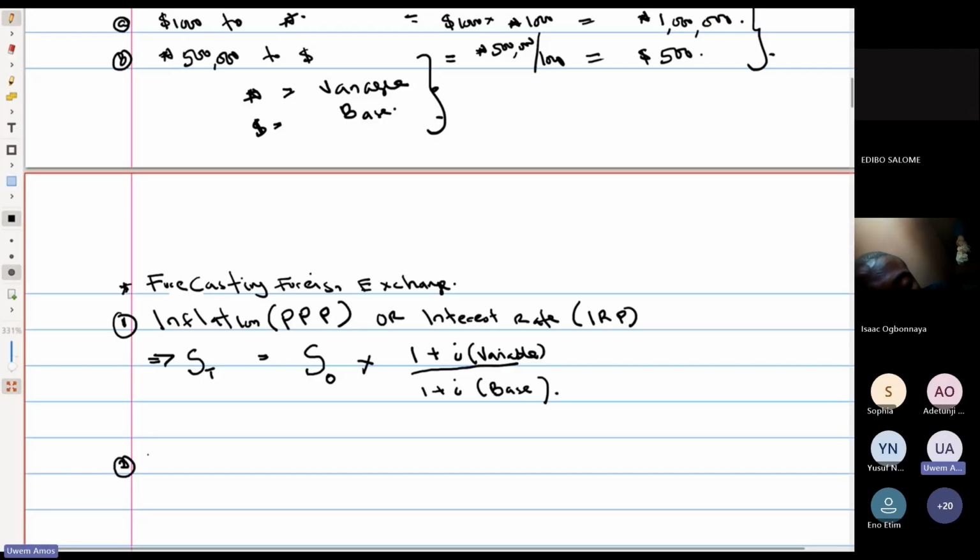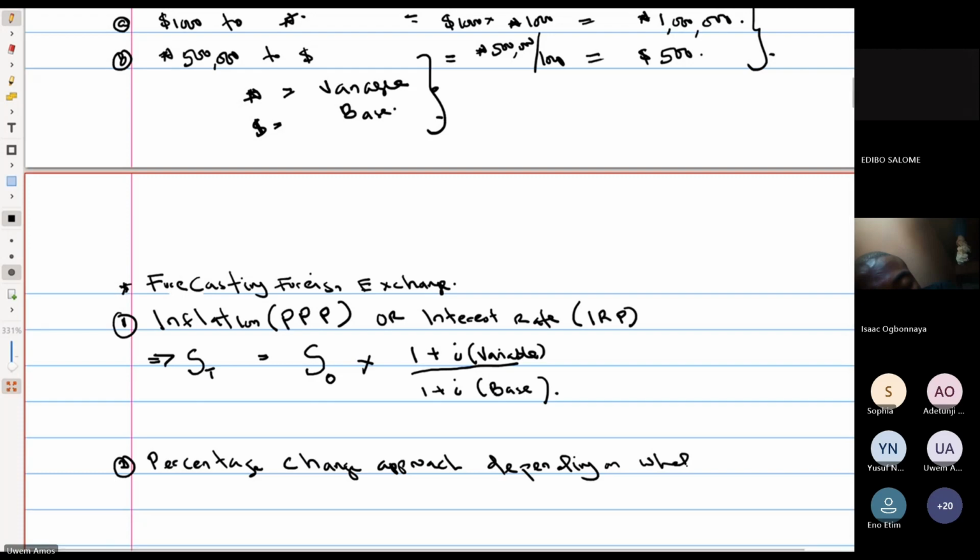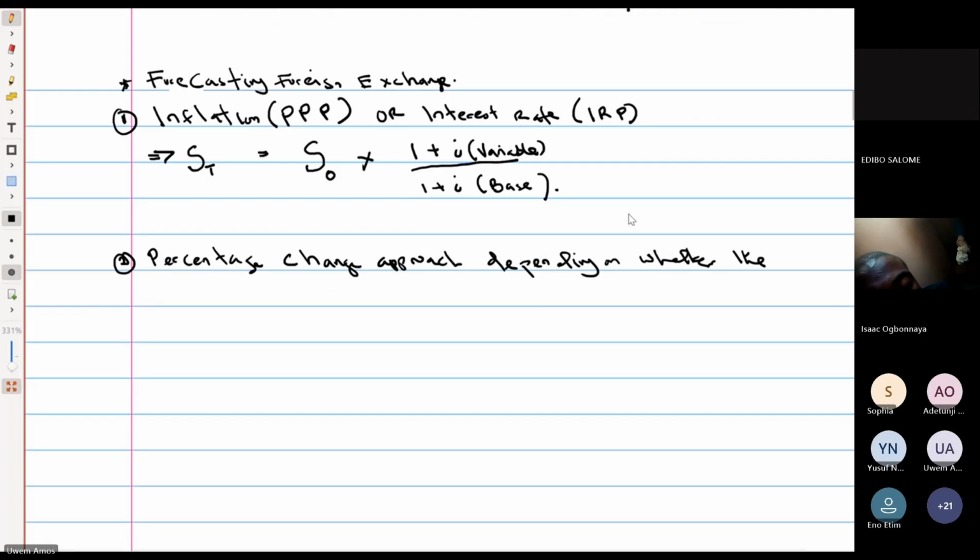The second method is the percentage change approach, depending on whether the currency is strengthening or weakening.